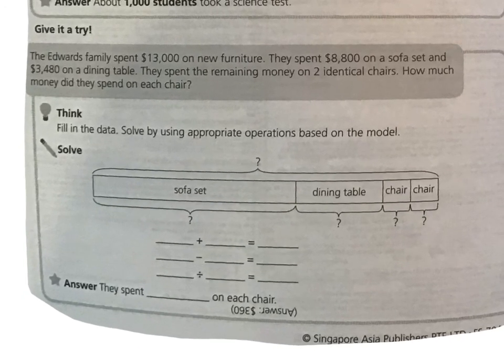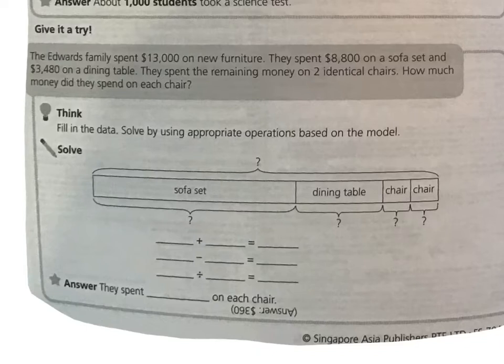The Edwards family spent $13,000 on new furniture. They spent $8,800 on a sofa and $3,480 on a dining table. They spent the remaining money on 2 identical chairs. How much money do they spend on each chair? Well, if they're identical, they spend the same amount. So what is the total?